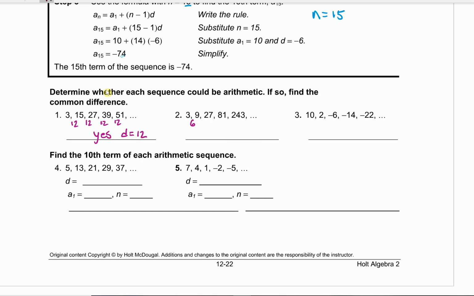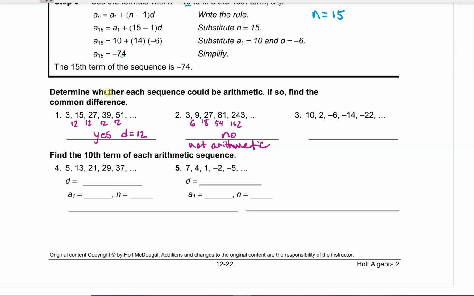9 minus 3 is 6. 27 minus 9 is 18. Don't really have to keep going, but 81 minus 27 is 54. And 243 minus 81 is 162. The answer here is no. It's not arithmetic. And the reason why we don't have a common difference: this one is actually, we're multiplying by 3 every time, but we'll deal with that in another lesson.